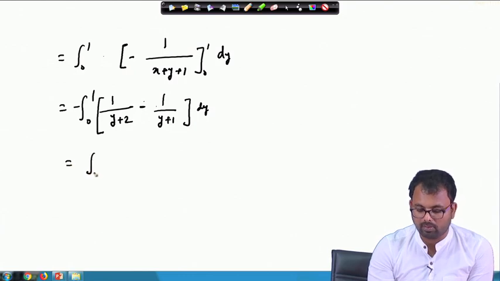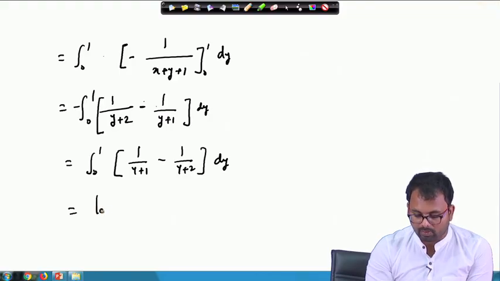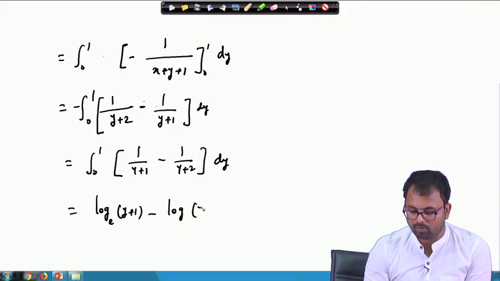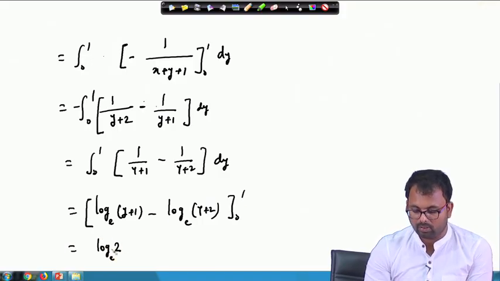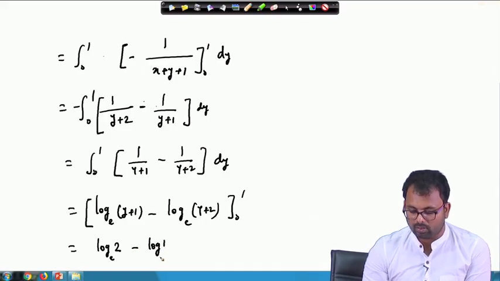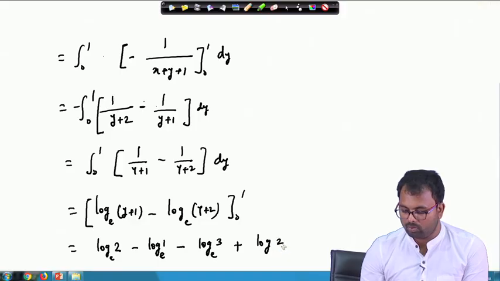So, we can rearrange it a little bit. So, this will be 1 by (y plus 1) minus 1 by (y plus 2), isn't it? I just put the minus sign inside the bracket, and if we integrate now, then this will be log of (y plus 1) to the base e minus log of (y plus 2) to the base e, from 0 to 1. So, this will be log of 2 to the base e minus log of 1 to the base e minus log of 3 to the base e plus log of 2 to the base e.